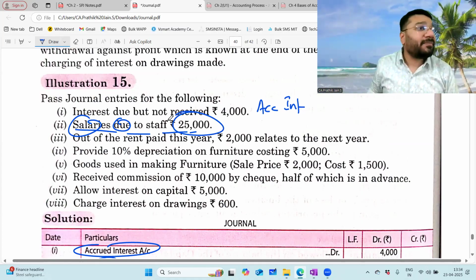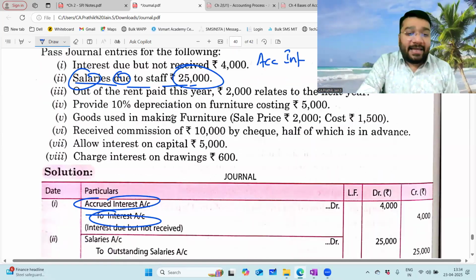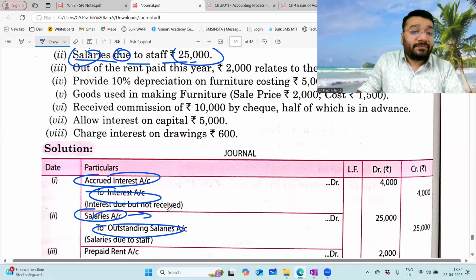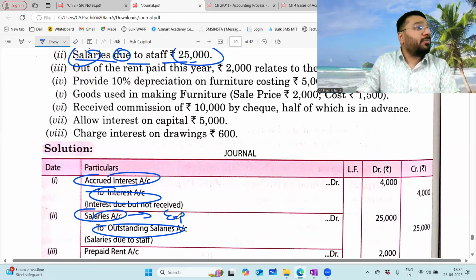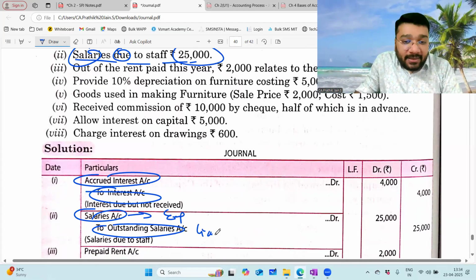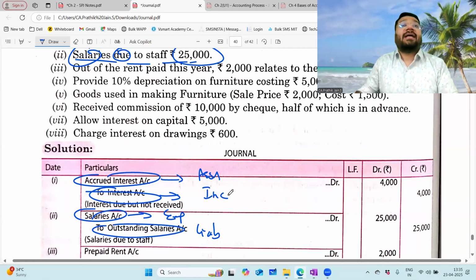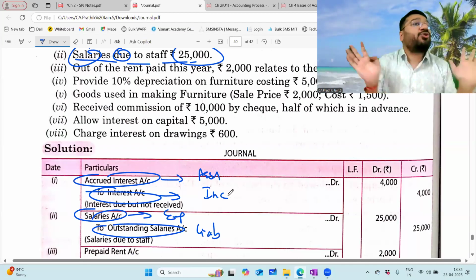So what will be your entry? Salary to outstanding salary. Salary is what? Nature: expense, nominal account. Outstanding salary is liability. Accrued interest is asset. Interest is income. Easy. Asset to income, expense to liability. Always this is true.